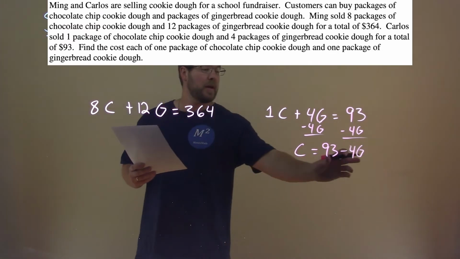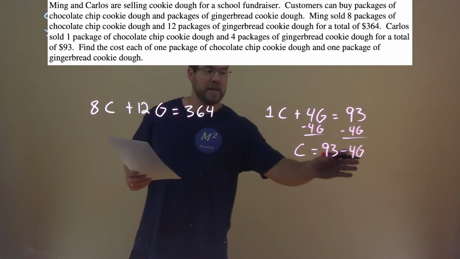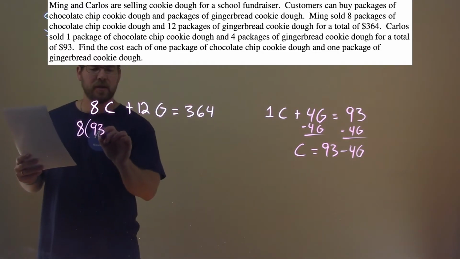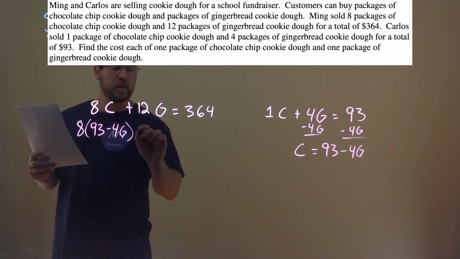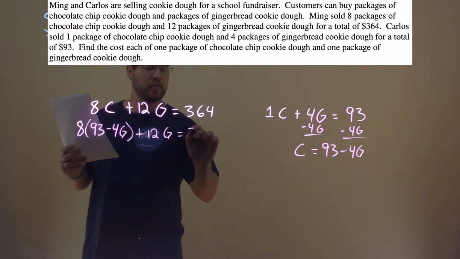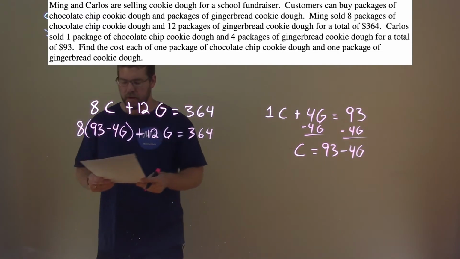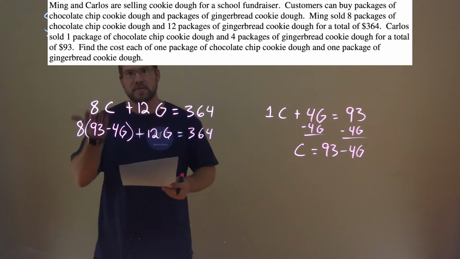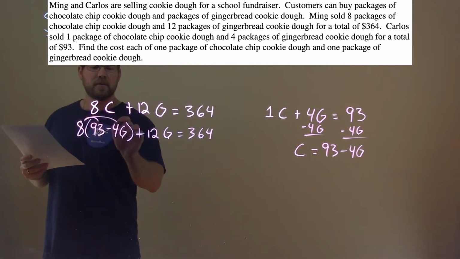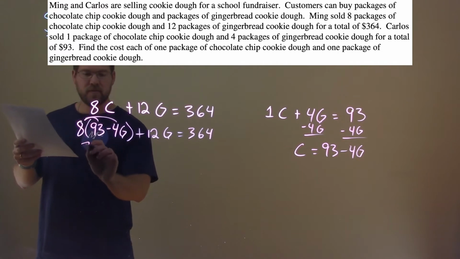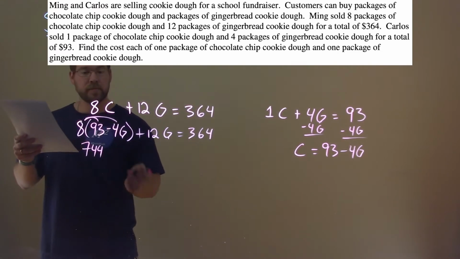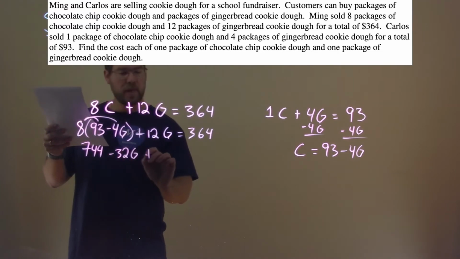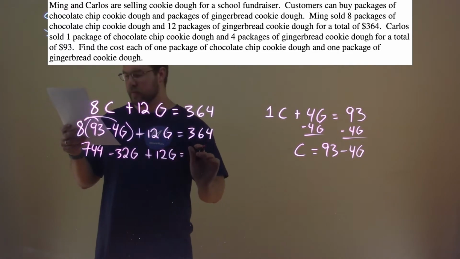So what I'm going to do with that is I'm going to take this value of 93 minus 4G and plug it in for that C. So we have 8 times (93 minus 4G) plus 12G equals 364. And now I have an equation with just the variable G, so let's go solve for G. Distribute the 8 to both parts here, and 8 times 93 is 744. 8 times a negative 4G is a negative 32G, and then we have plus 12G equals 364.